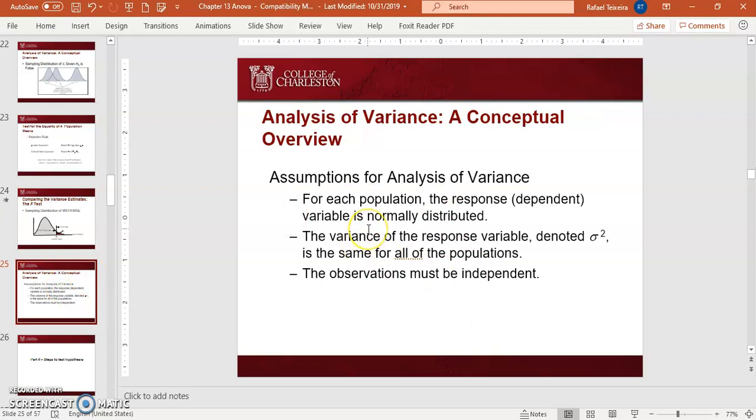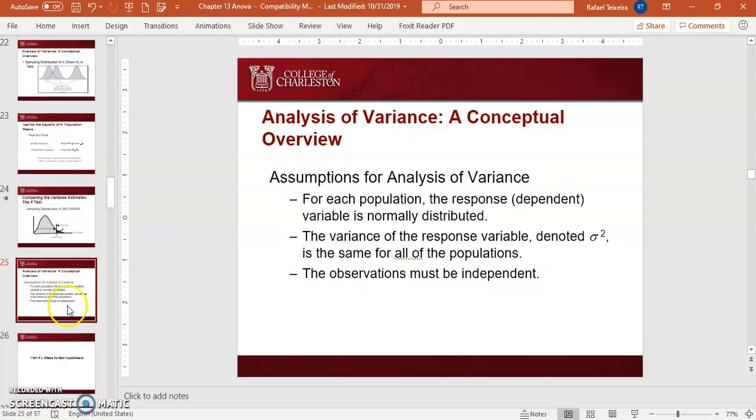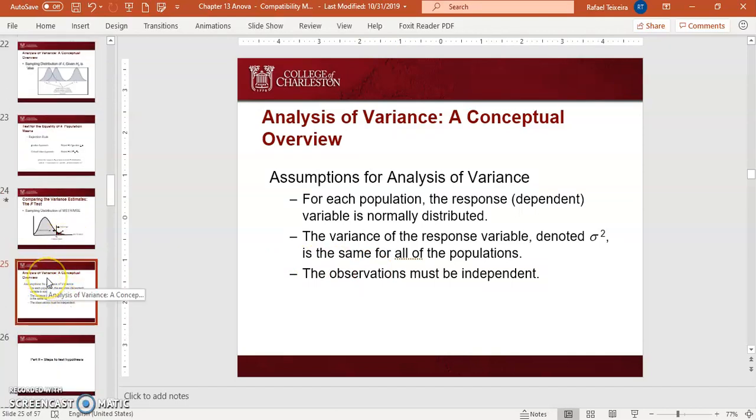There are some assumptions for analysis of variance. For each population, the response, the dependent variable, is normally distributed. The variance of the response variable is the same for all of the populations, and the observations must be independent. I'm going to stop here and come up with another video to show you how to use the ANOVA table.